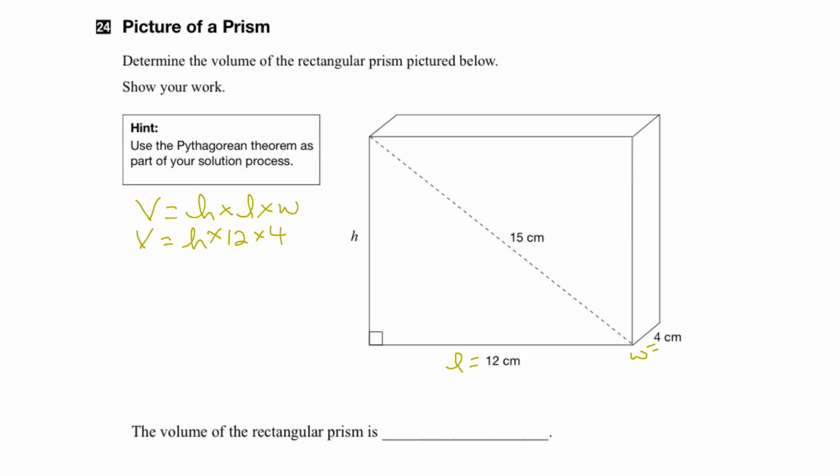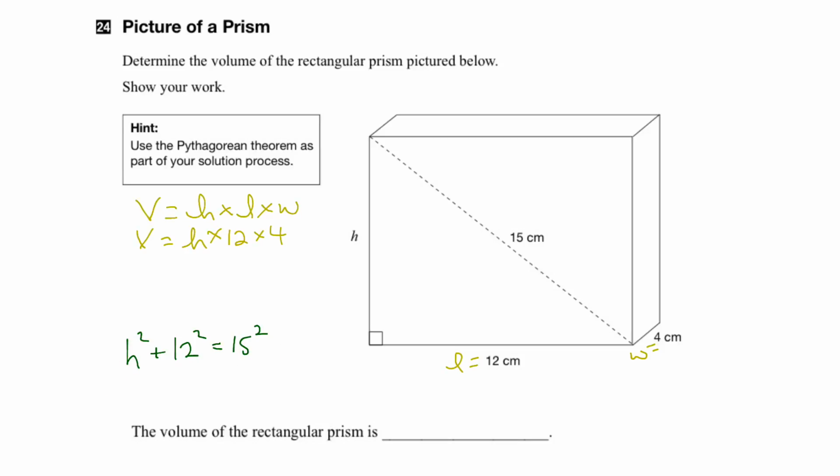And Pythagorean theorem says that the 2 short sides of a right angle triangle, if you square them and add them together, they will equal the long side squared. So in our case, h squared plus 12 squared will equal 15 squared. So we can use this equation now to solve for h.